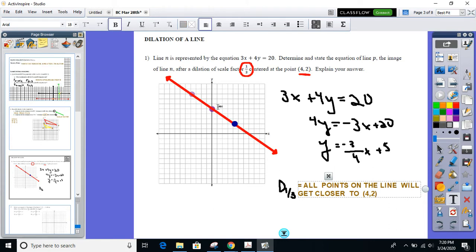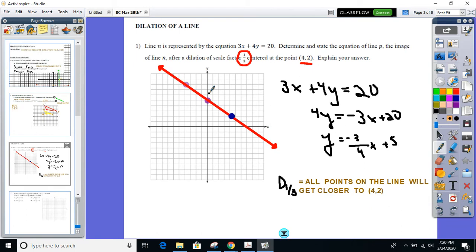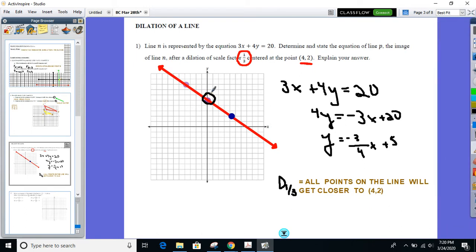So I want you to think about this right now. All right, let's go back to our line we graphed. Let's take this point right here. That's going to get a third of the way closer to (4, 2), this point right here. Where's it going to end up? I don't know exactly, but I can tell you it's going to end up still on the line. I'm just getting closer. All right, let's take this random point right here. It's going to get closer to (4, 2). Every point I move, guys, every point I get closer is still going to be on the line.